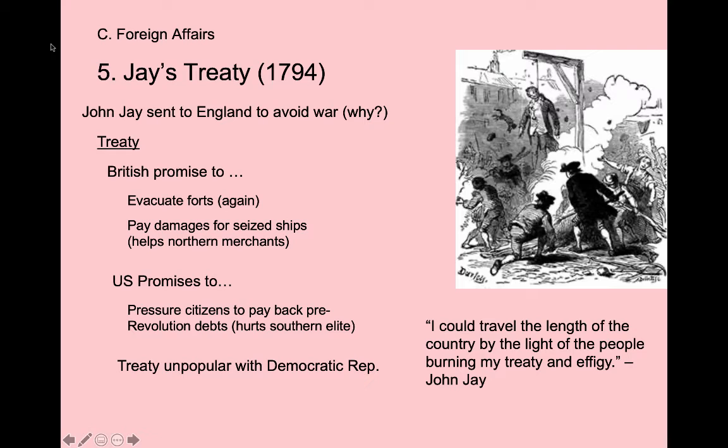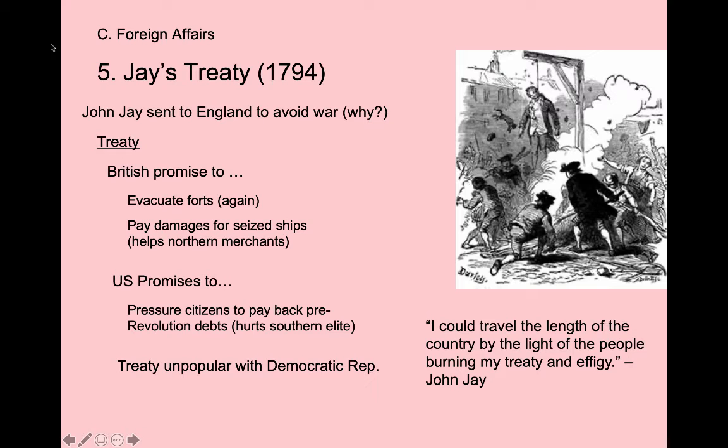And so John Jay talks about, as word of his treaty precedes him back to America, as his boat is coming up the coast of America, he said, I could travel the length of the country by the light of people burning my treaty and me in effigy. And so we see that this just further splits the two parties in America.